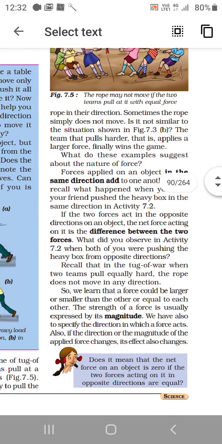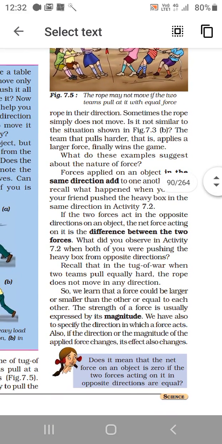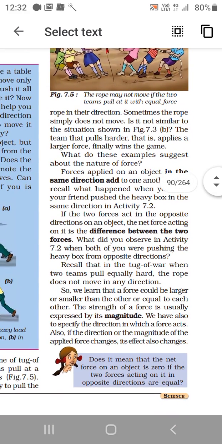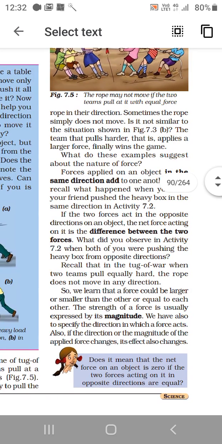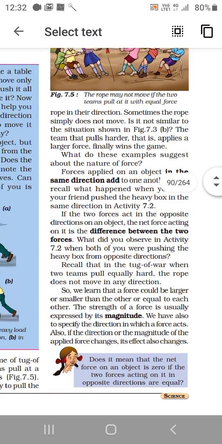Strength of the force is usually expressed by its magnitude. The force can be larger also, smaller also. We also have to specify the direction in which a force acts. Also, if the direction or the magnitude of the applied force changes, its effect also changes.